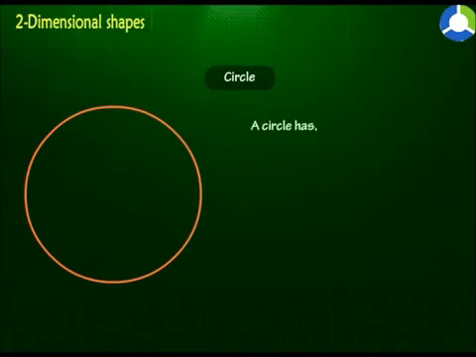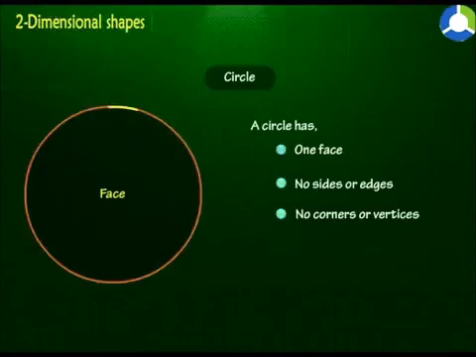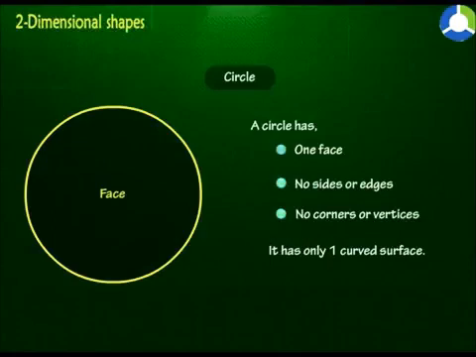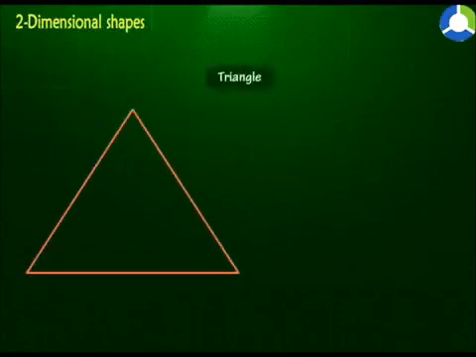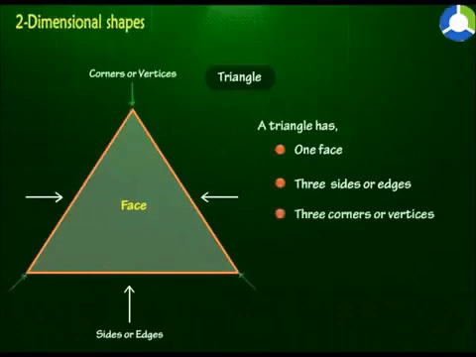Circle. A circle has one face, no sides or edges, no corners or vertices. It has only one curved surface. Triangle. A triangle has one face, 3 sides or edges, 3 corners or vertices. The sides may or may not be equal.